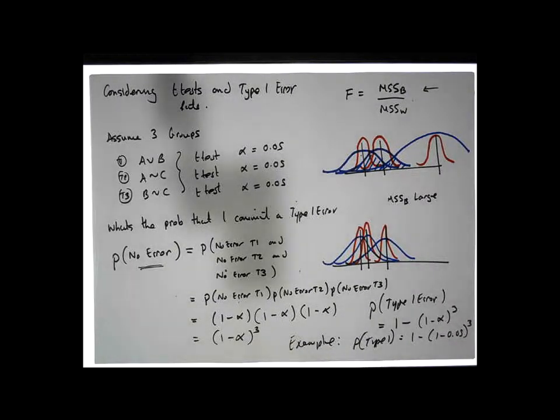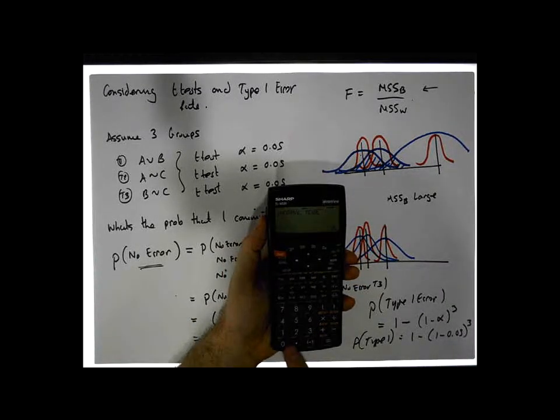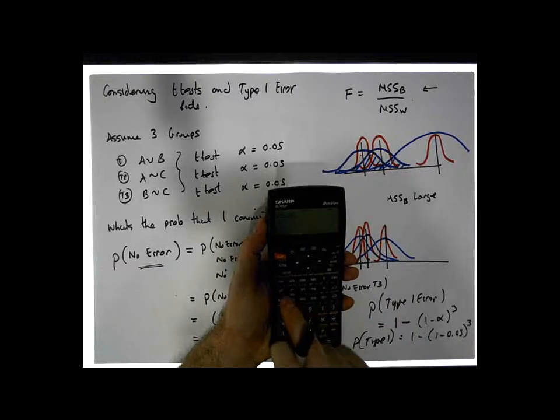And where are my calculators? My calculators are over here somewhere. Here's one here. So what I have is 1 minus 0.05 is 0.95, raised to the power of 3.